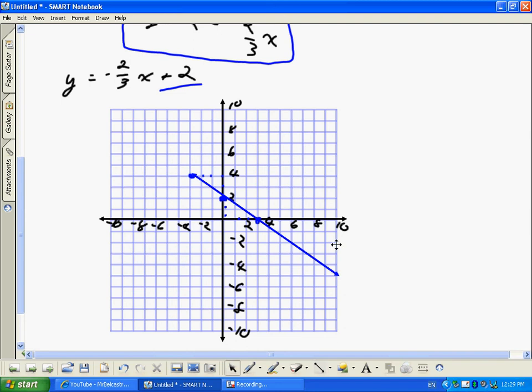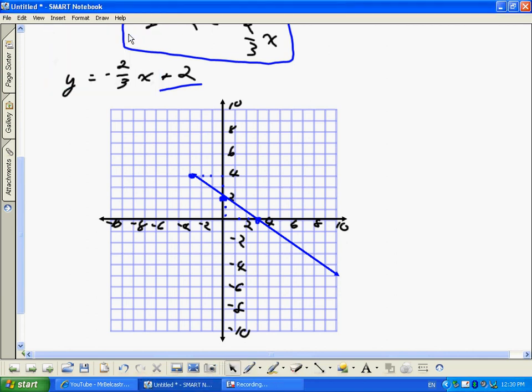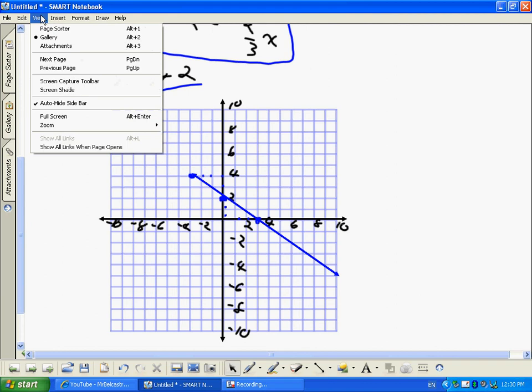Okay? No, that's not perfect. We've graphed our line now. We're on the exact same line. We've used our y-intercept. We used our slope. Went right through it. So this is everything we've covered.